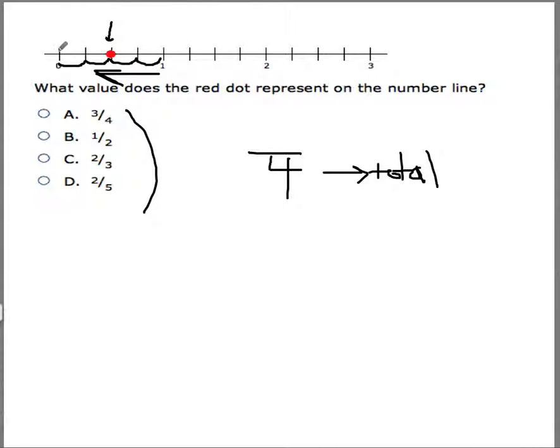Then we start at the 0 and we count to the red dot. 1, 2. So this is 2/4. Now you might notice that 2/4 is not in our answer, is it? Whoops. That's because they've reduced 2/4 down to 1/2. 1/2 is here. When you reduce 2/4, you get 1/2. So our answer would be B.